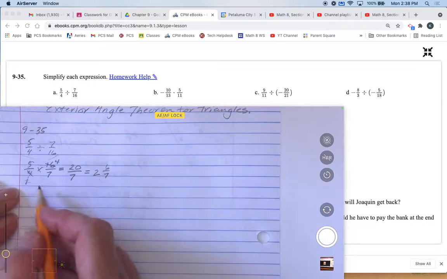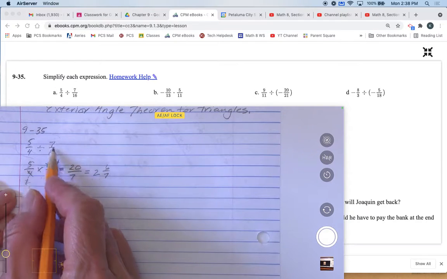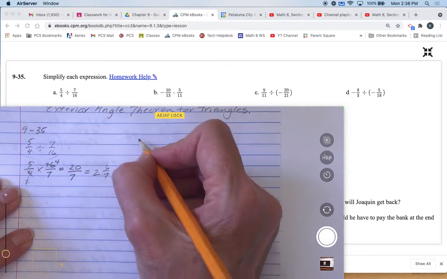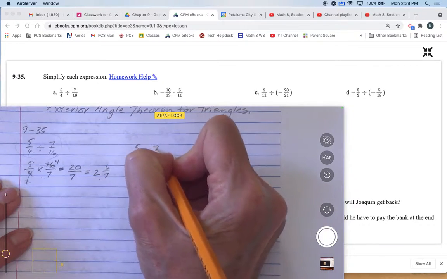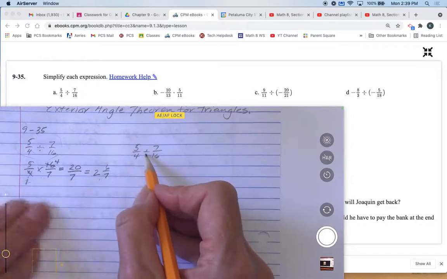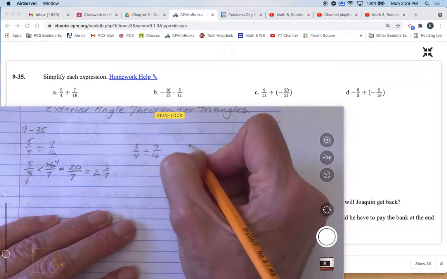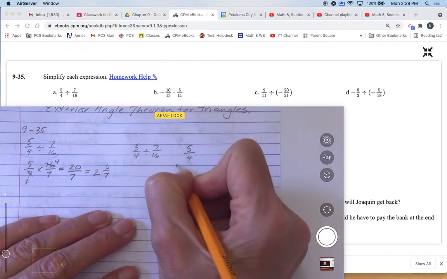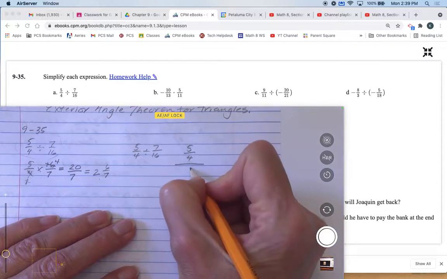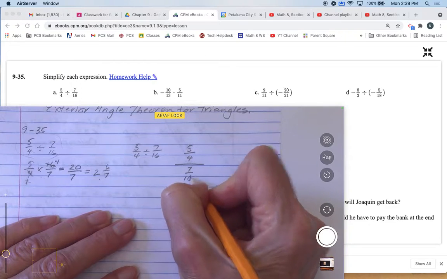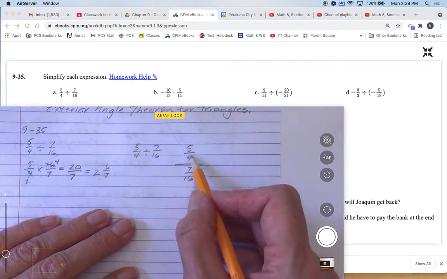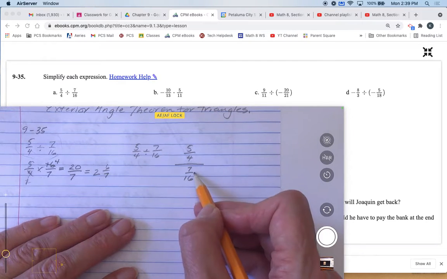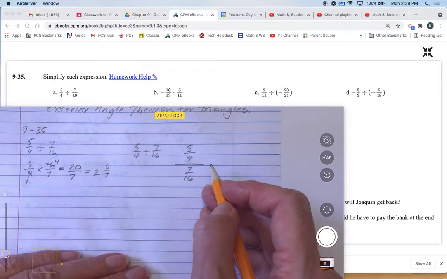Okay, so let's see why this flipping of the second term works. Let's take the original problem, 5/4 divided by 7/16. And if we wrote this differently, we could write it as 5/4 divided by 7/16. But at this point, this is a little awkward. It's kind of hard to deal with these numbers. I don't know how to divide 5/4 by 7/16. It's hard for me to imagine that.